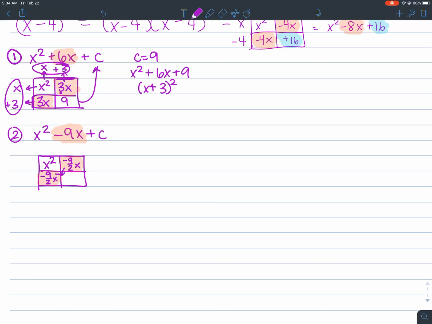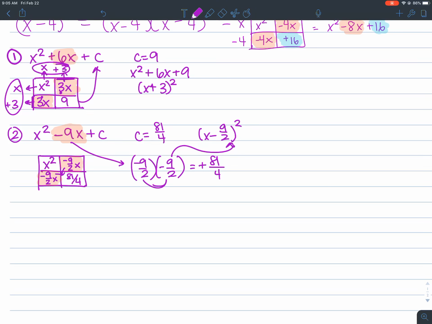So negative 9 halves times negative 9 halves is positive. 9 times 9 is 81, and 2 times 2 is 4. So this is going to be 81 over 4. So essentially I'm taking half of this term, and then I'm squaring it, because I'm multiplying it by itself. And so c would equal 81 over 4. And then I could see that this would factor to x minus 9 halves quantity squared. So this negative 9 halves comes back into play right here.